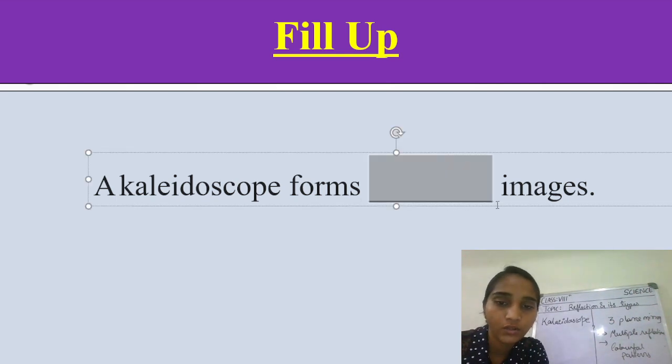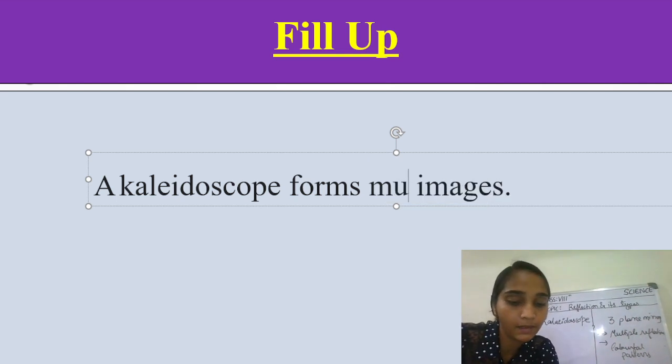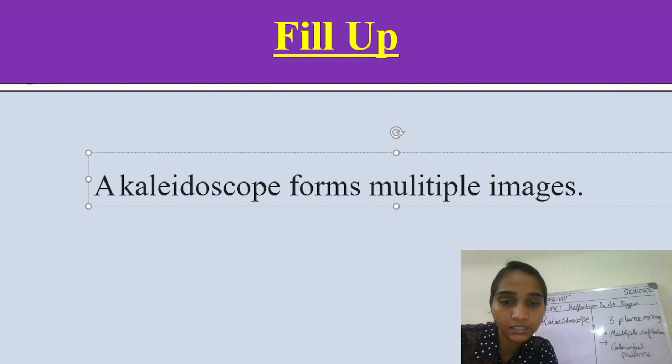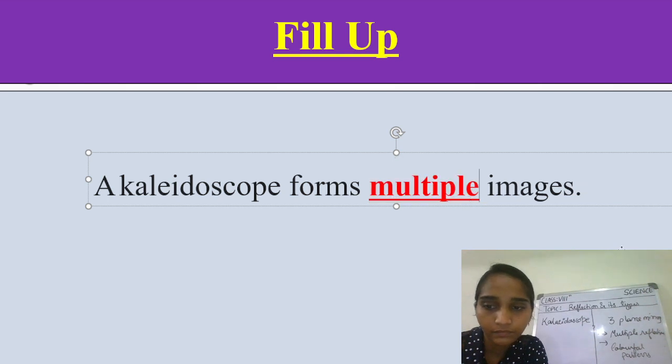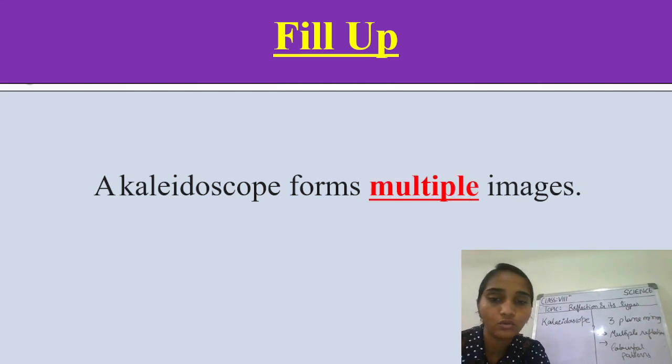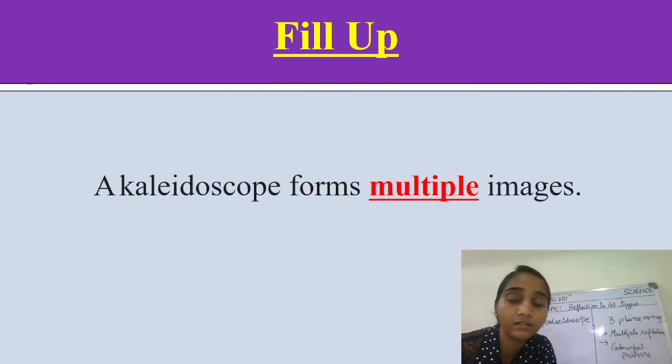Yes, very good students. So if you are giving me answers as multiple images, you are absolutely correct. The answer is multiple images. Very good. So multiple will come in this blank, that a kaleidoscope forms multiple images.